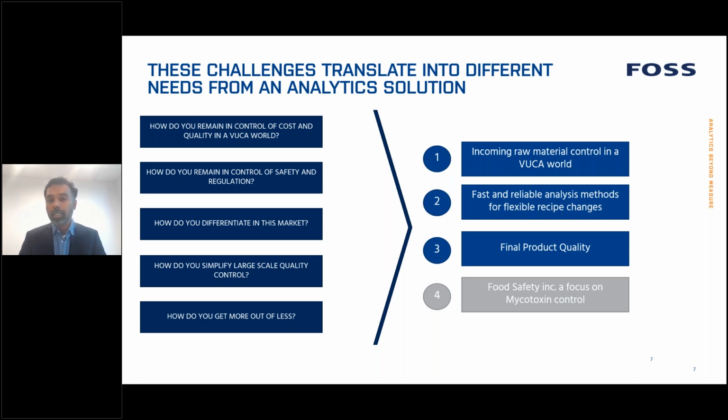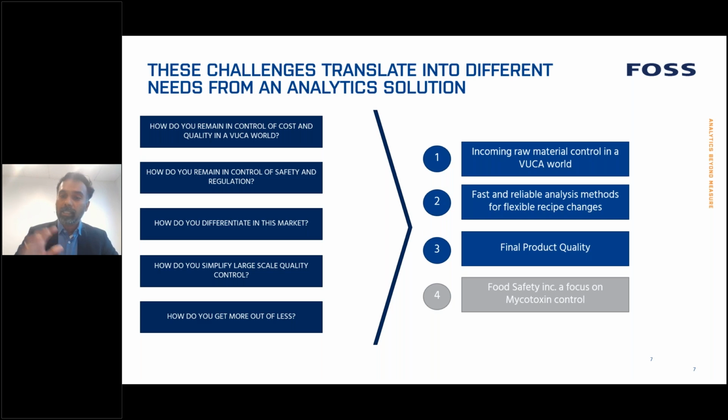Once you have these raw materials entering your value chain, you definitely want fast and reliable analysis methods so that you can actually play around with the recipes for meeting your product quality goals or to meet cost goals that you might have. And finally, you want to ensure that you have control over your final product quality and you are delivering what you have promised to your customers.